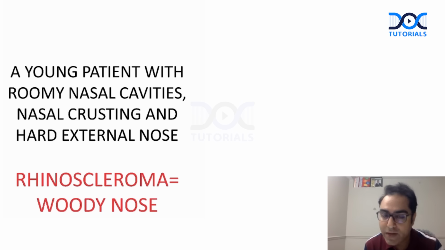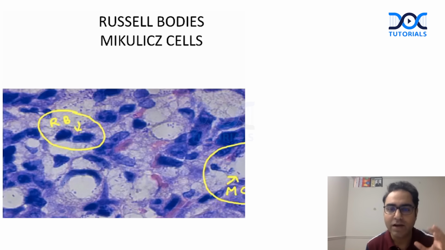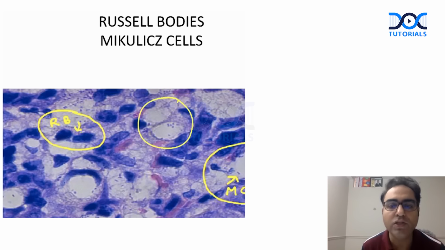Don't forget the histopathological findings of rhinoscleroma. The classical findings are Russell bodies and Mikulicz cells. Russell bodies are blue, solid, plasma cell-like inclusion bodies, and Mikulicz cells, please see over here, are these cells. They are large vacuolated cells. Russell body and Mikulicz cell are features of rhinoscleroma.